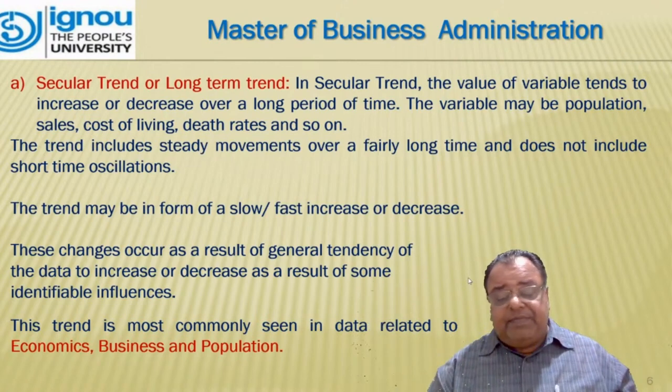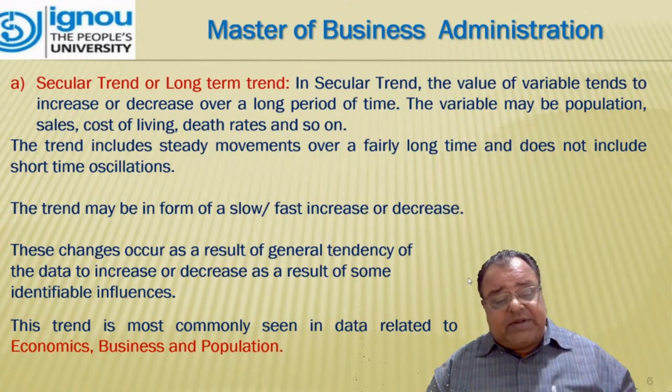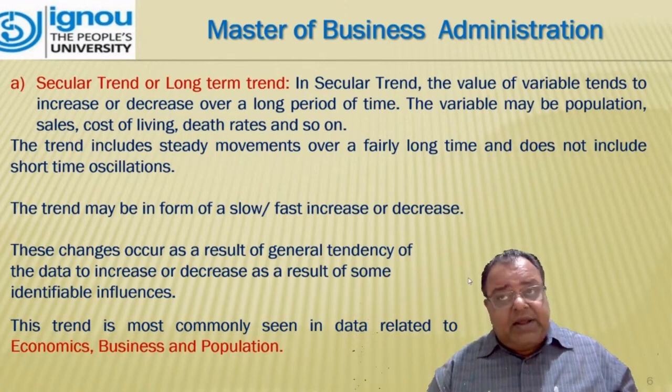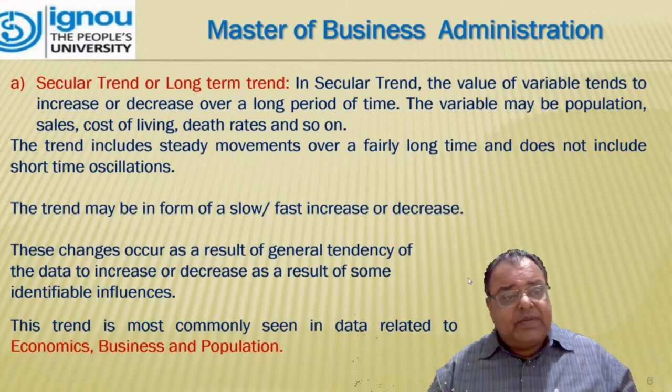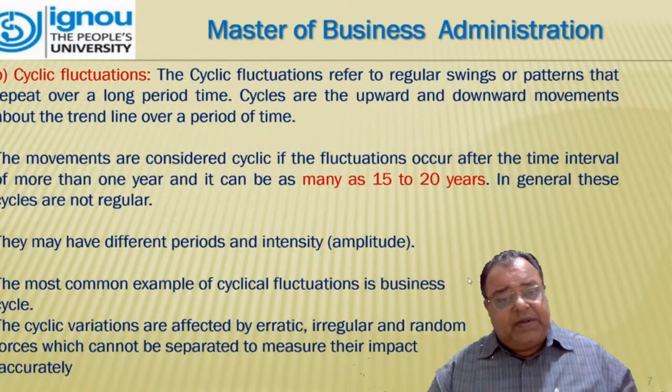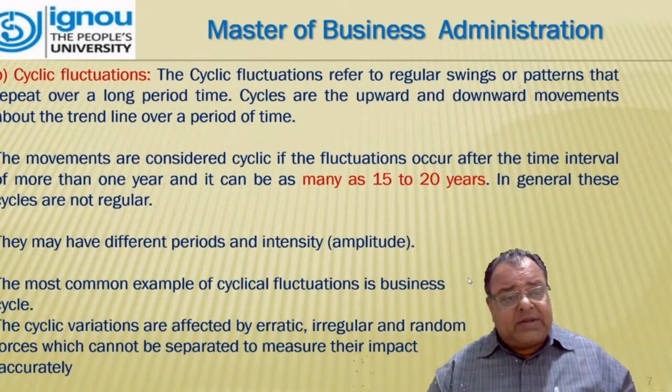These changes occur as a result of general tendency of the data to increase or decrease as a result of some undefinable influences. This trend is most commonly seen in data related to economics, business, and population. Second one is cyclic fluctuation. Cyclic fluctuation refers to regular swings or patterns that repeat over a long period of time. Cycles are the upward and downward movements above the trend line over a period of time.